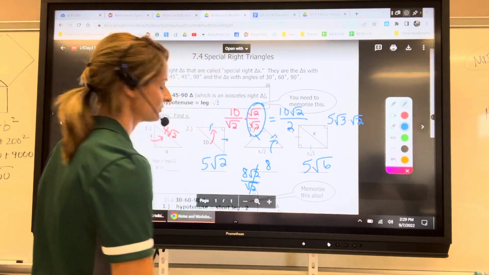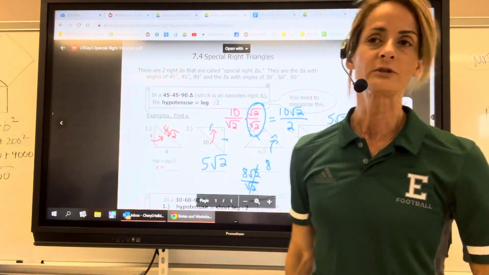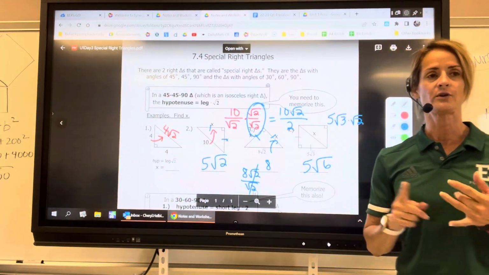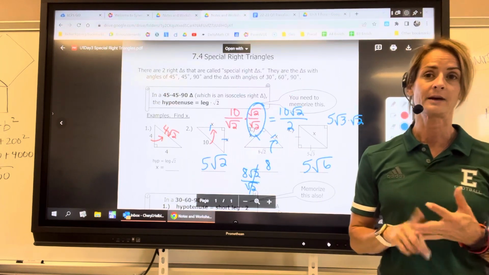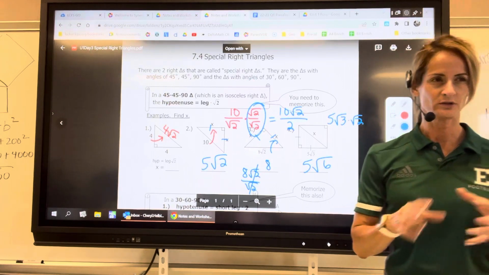Can I move to 30, 60, 90? The other special type of right triangle is a 30, 60, 90 triangle, where there is a short leg, a long leg, and a hypotenuse. So it's just one extra step.